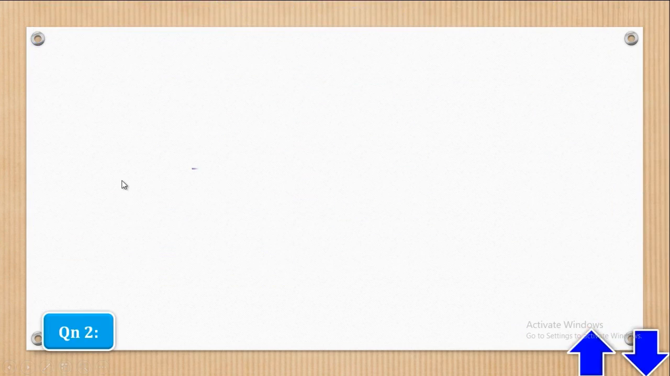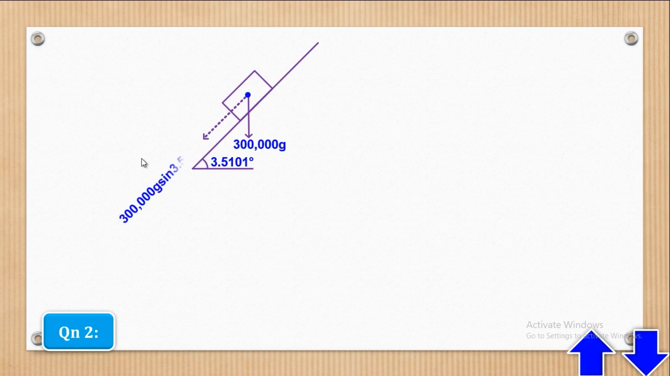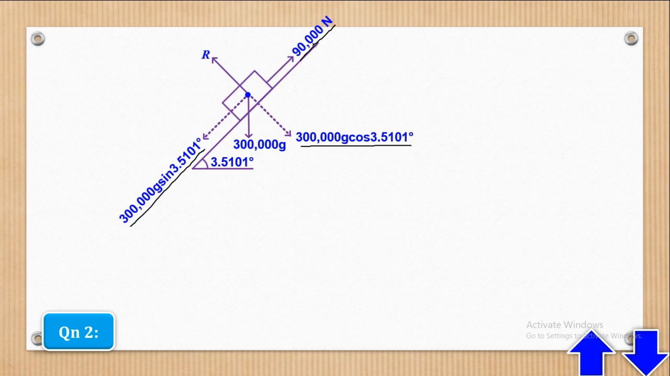Now that we know acceleration, we shall come and make our sketch. So we shall put there the weight, which is 300,000 g, then the component parallel to the plane, 300,000 g sine. Now we know the angle, so it will be sine 3.5101 degrees. Then the component perpendicular to the plane will be 300,000 g cos 3.5101 degrees. Normal reaction is R. So the resistance is this, which is 90 kilonewtons, which is 90,000 newtons.